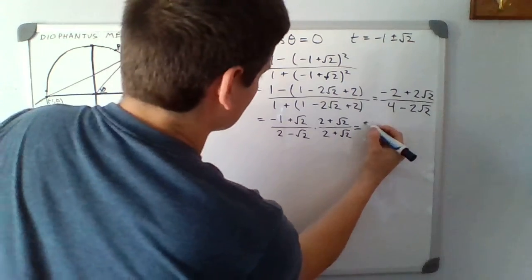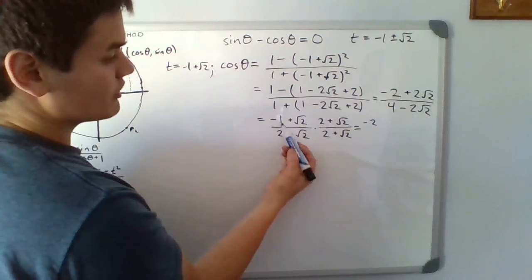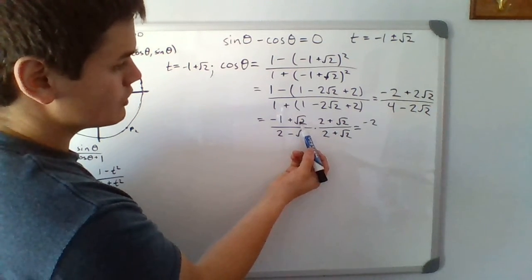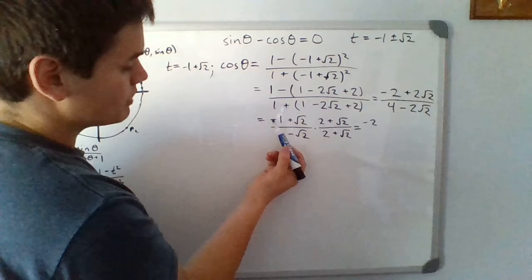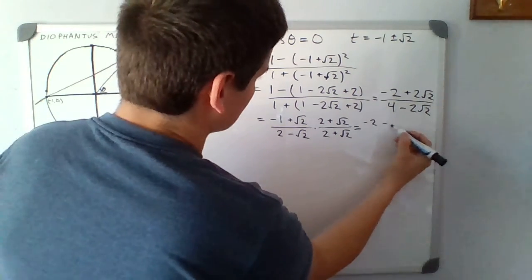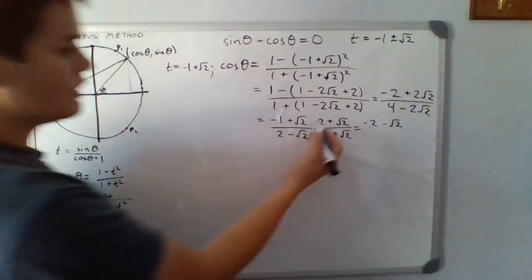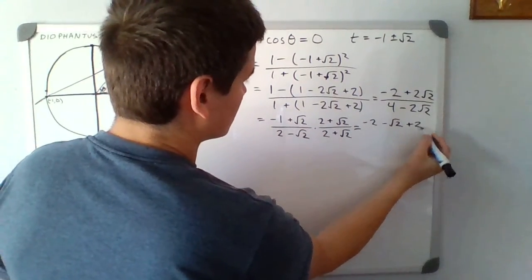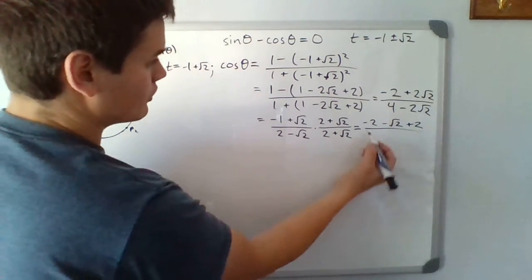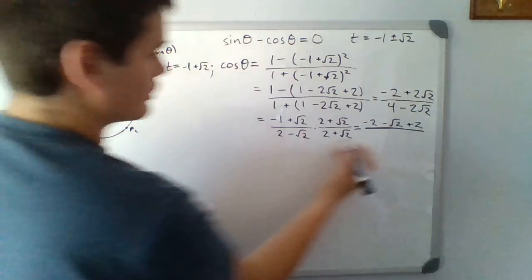So this term times that term is going to give me negative 1, and then I have 2 times the square root of 2, plus negative 1 times the square root of 2. So that's negative square root of 2. Alright, and plus 2, so the square root of 2 times the square root of 2 is 2. Alright, so that's 4.